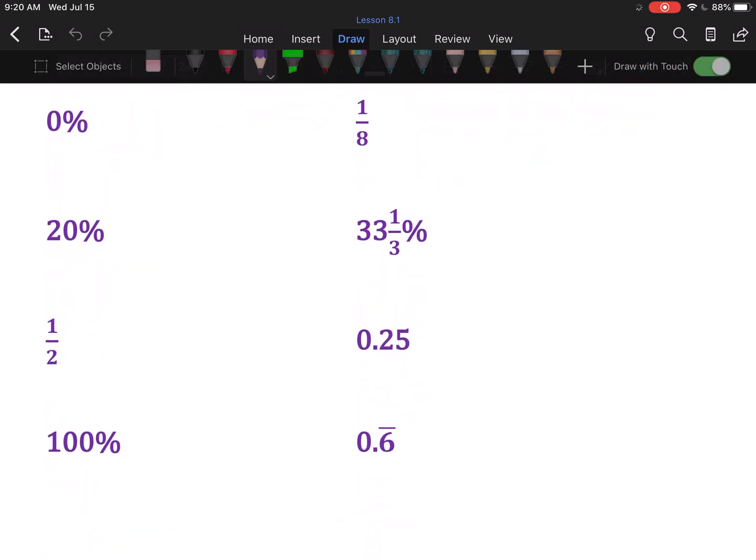So 0% is easy because it is also 0.0 and it's 0 over 1.